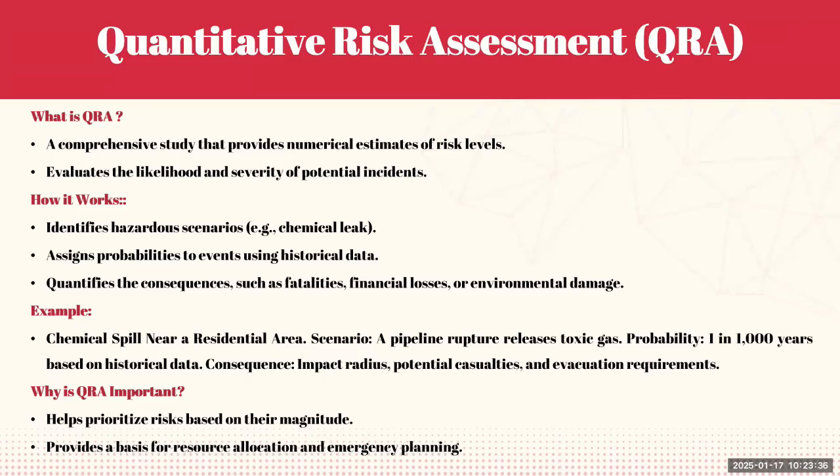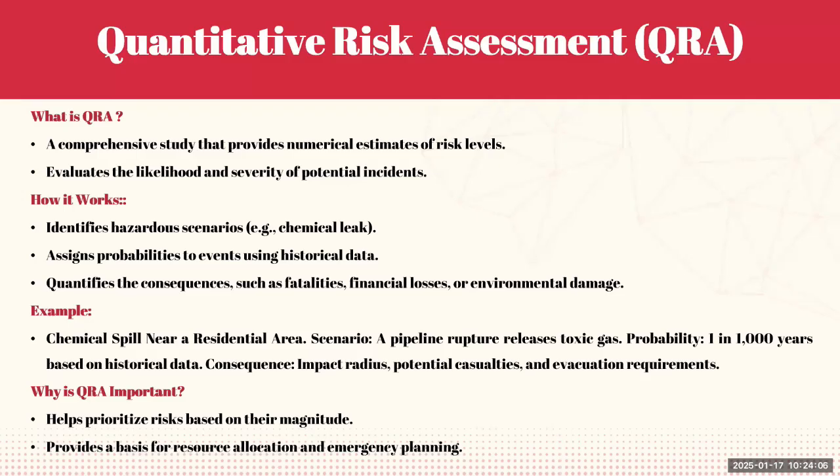And it also quantifies the consequences such as fatalities, financial losses, or environmental damage. So how many people could be harmed, or how many fatalities could result from the scenario? What is the money that we might lose, and so on. So let's take a chemical spill near a residential area. The scenario is that a pipeline ruptures and releases toxic gas. The probability is 1 in 1,000 years based on historical data. And the consequence is the impact radius, potential casualties, and evacuation requirements.